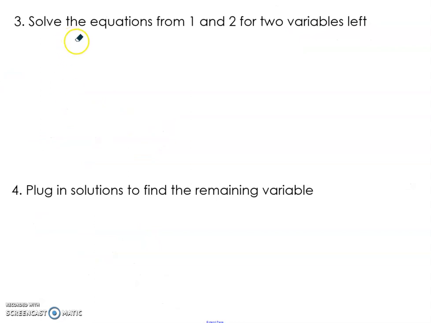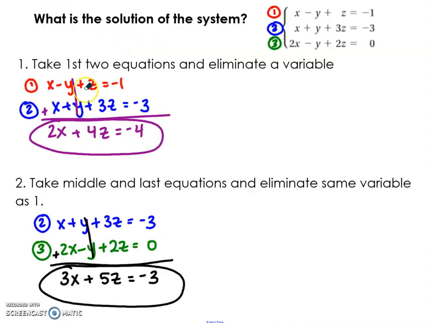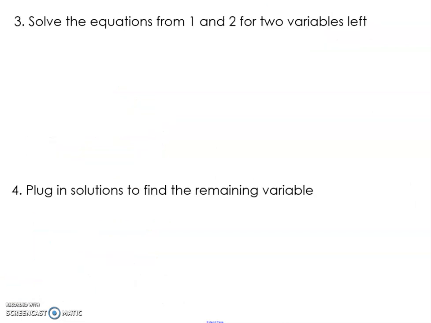So step 3 says to solve the equations from 1 and 2 for the two variables left. So the two equations that we have circled, this purple one and this black one, we're going to stack those up and do a system using those. So we're going to do a system of 2 with those. So we're going to have 2x plus 4z equals negative 4, and we have 3x plus 5z equals negative 3.